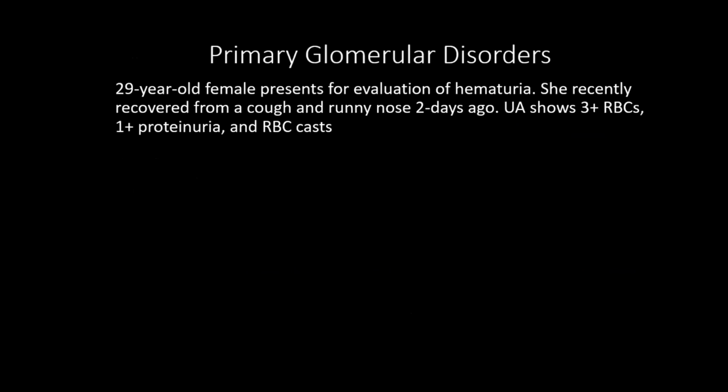So going into more of the primary glomerular disorders: a 29-year-old female for evaluation of hematuria, recently recovered from a cough and runny nose 2 days ago. UA shows 3 plus RBCs, 1 plus proteinuria, and RBC cast. So here's a patient that we believe to have nephritic syndrome. So what would our most likely diagnosis be in this patient, Mike? What do you think? This sounded to me like IgA nephropathy.